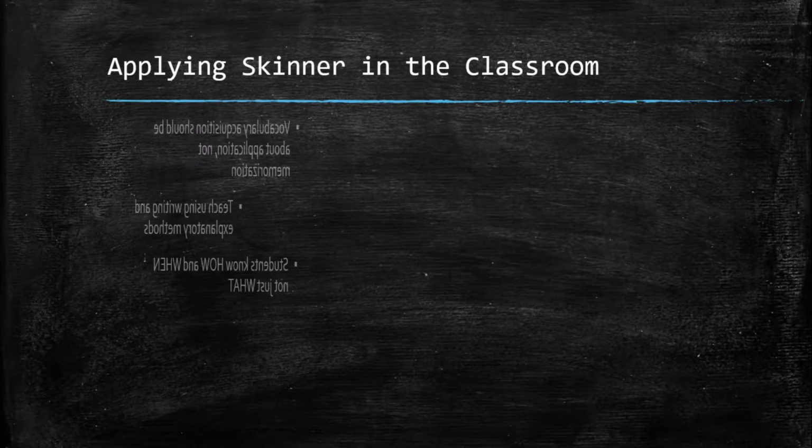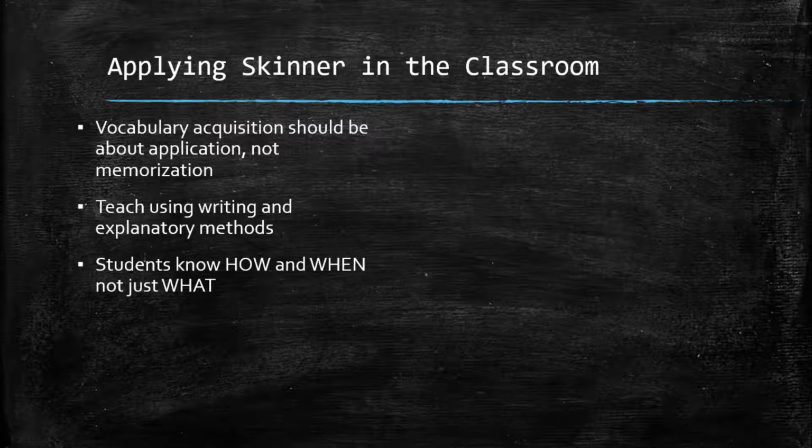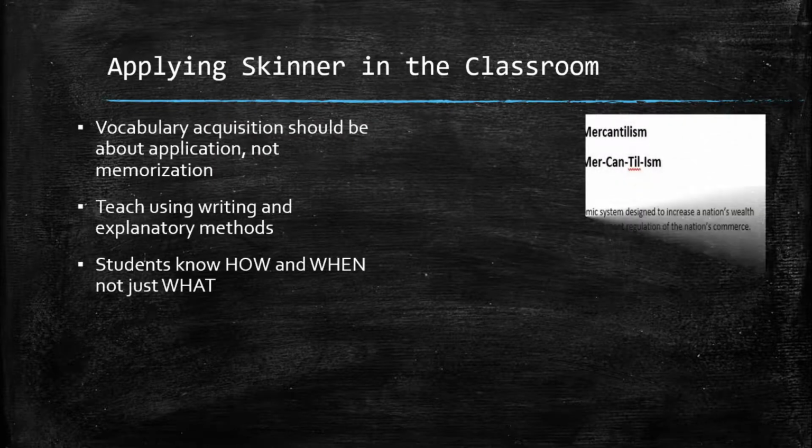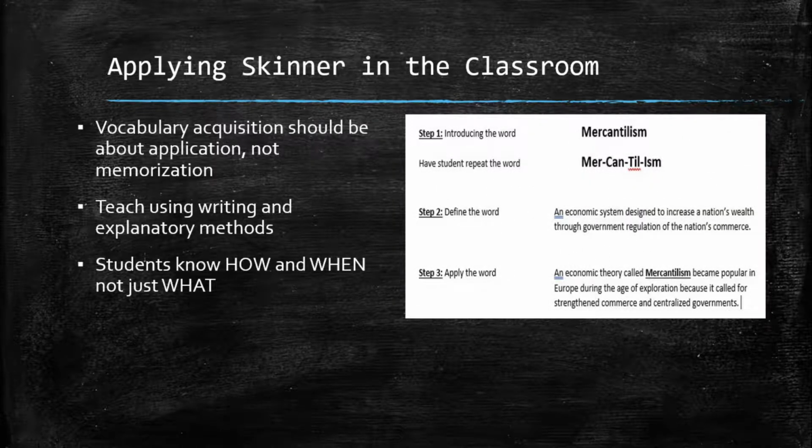Applying Skinner in the classroom. So vocabulary acquisition should be application and not just memorization, like I just said. We want to teach these things using writing and explanatory methods. In social studies, that's very important because in our content area, we're doing a lot of argumentative writing and concluding, and we want to be able to use social studies vocabulary in the correct way. Students need to know how and when, not just what words mean. How and when to use them, not just what they are.